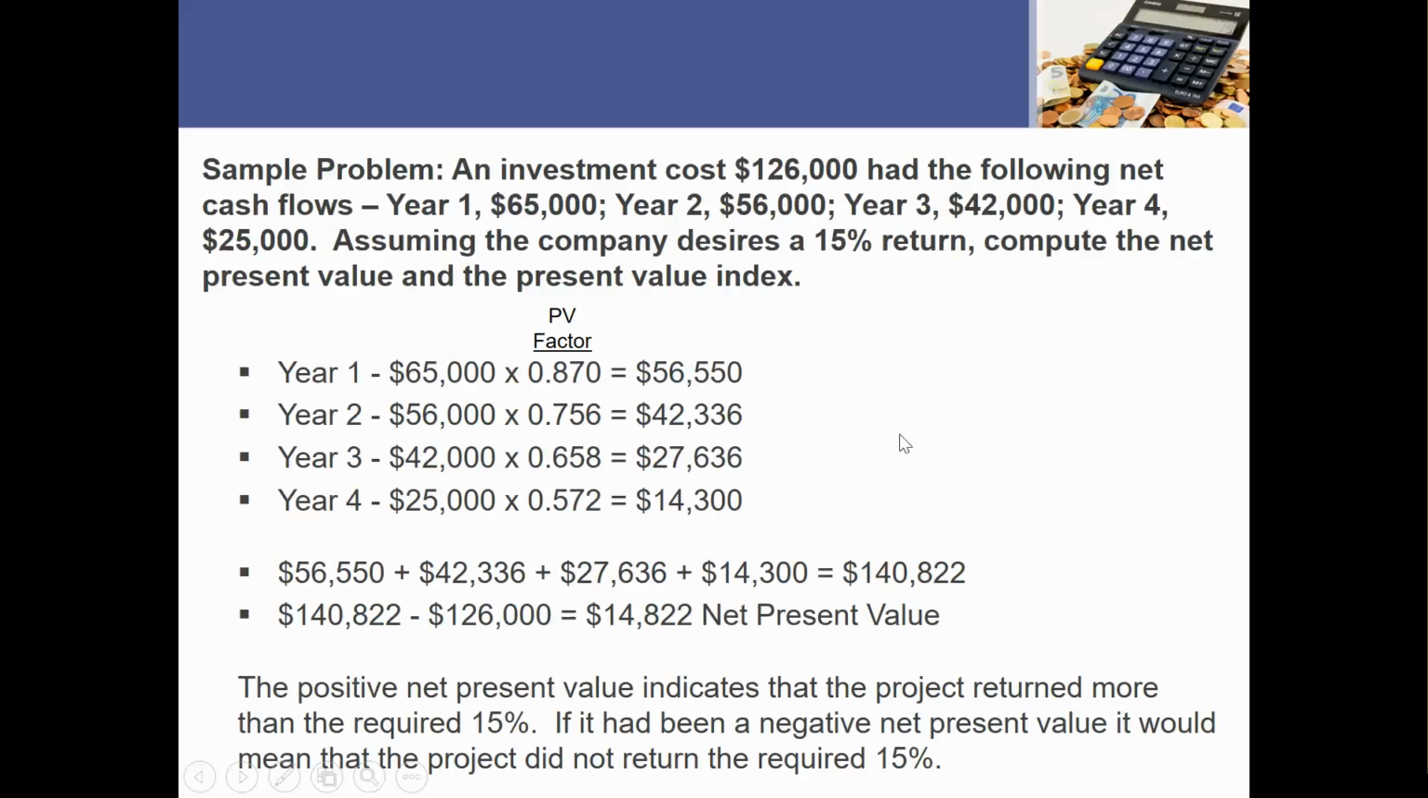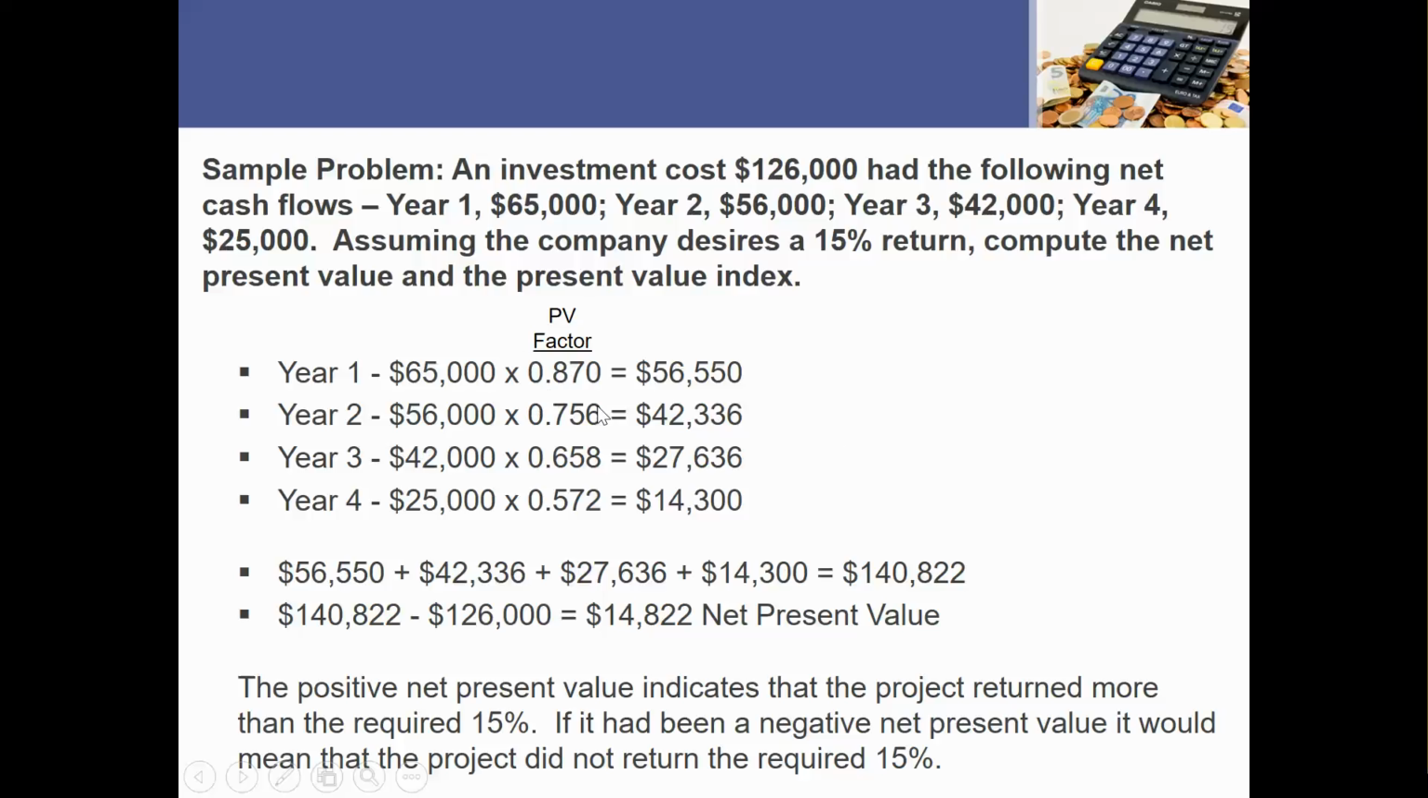Looking at a sample problem, if we have an investment that costs $126,000 and it has net cash flows, and again we're talking about net cash flows and not net income, year 1, $65,000, year 2, $56,000, year 3, $42,000, and year 4, $25,000. Assuming that the company desires a 15% return, what is the net present value and the present value index?